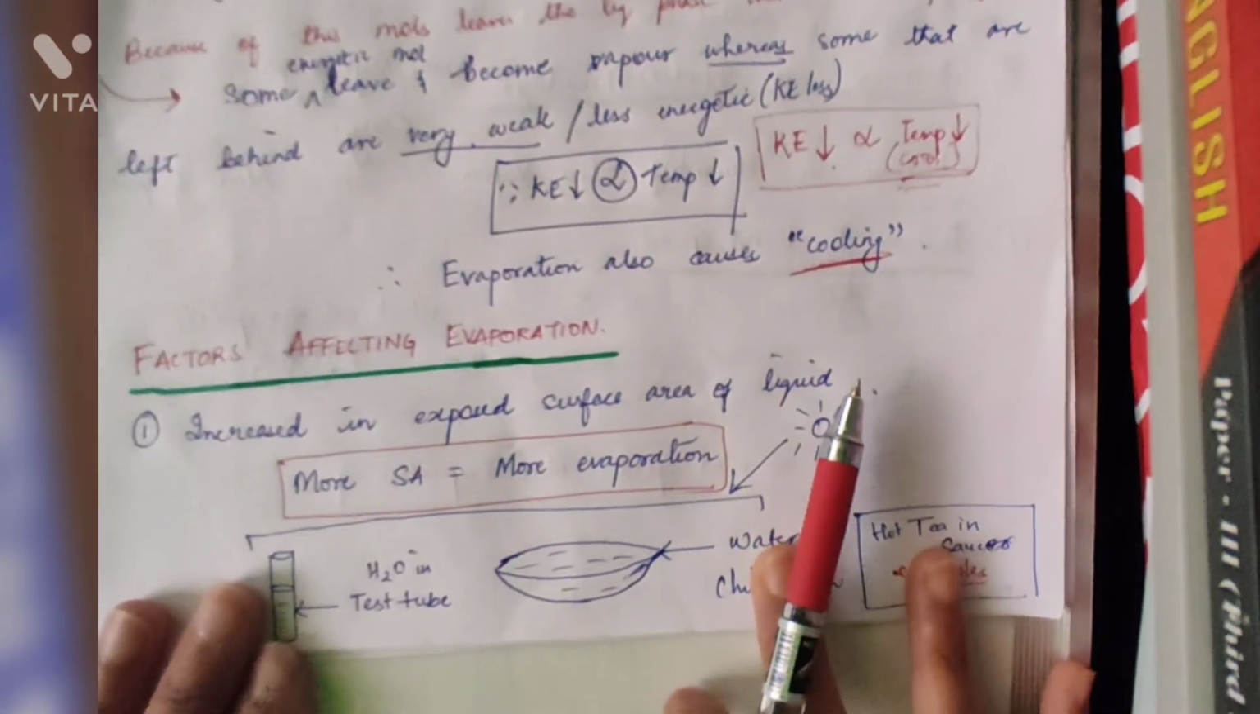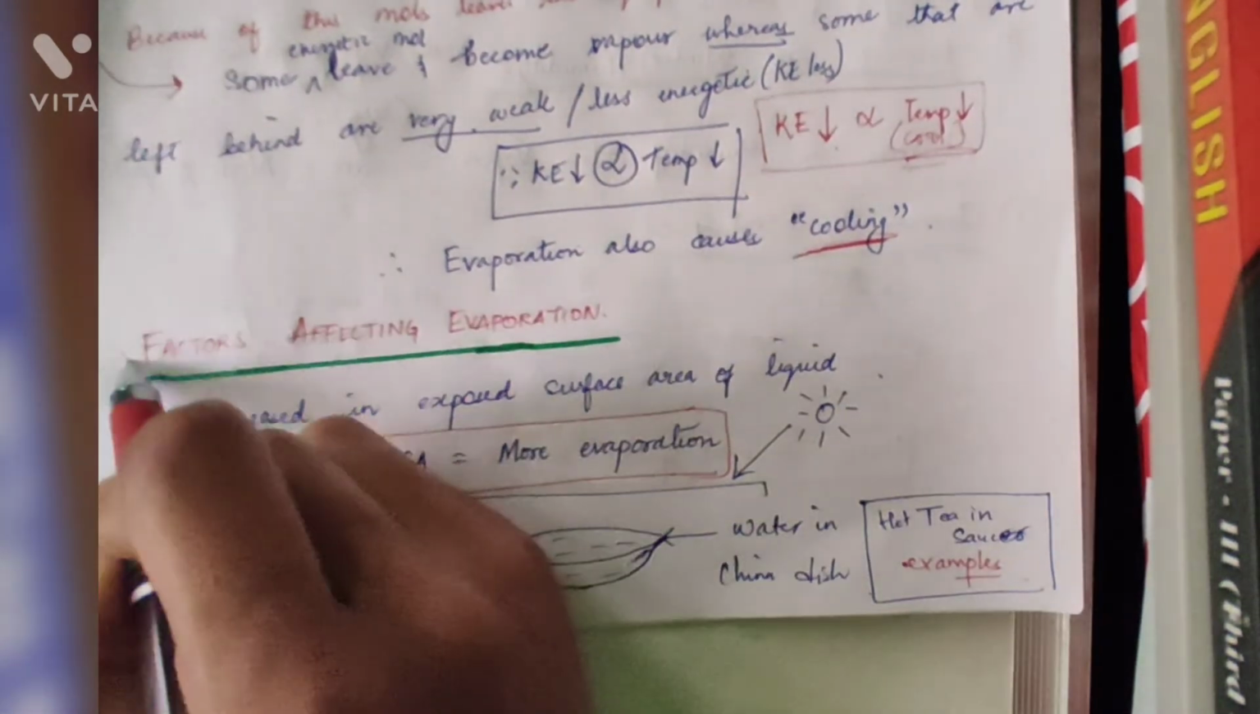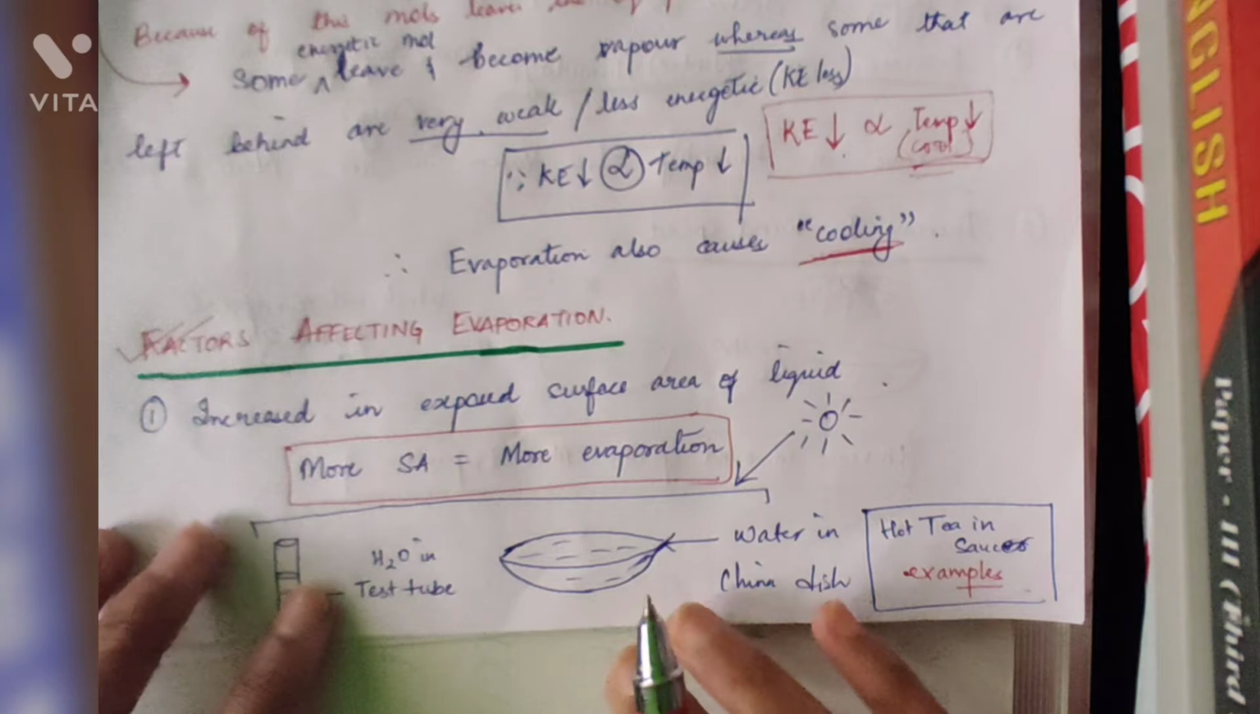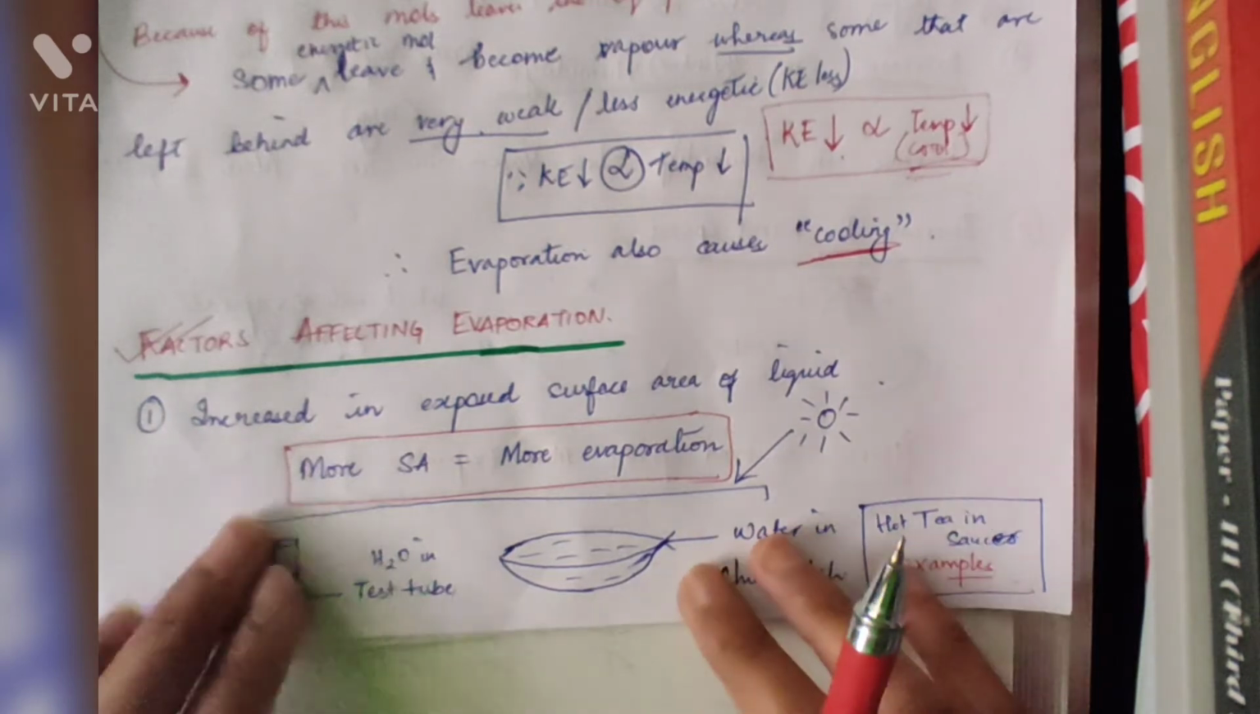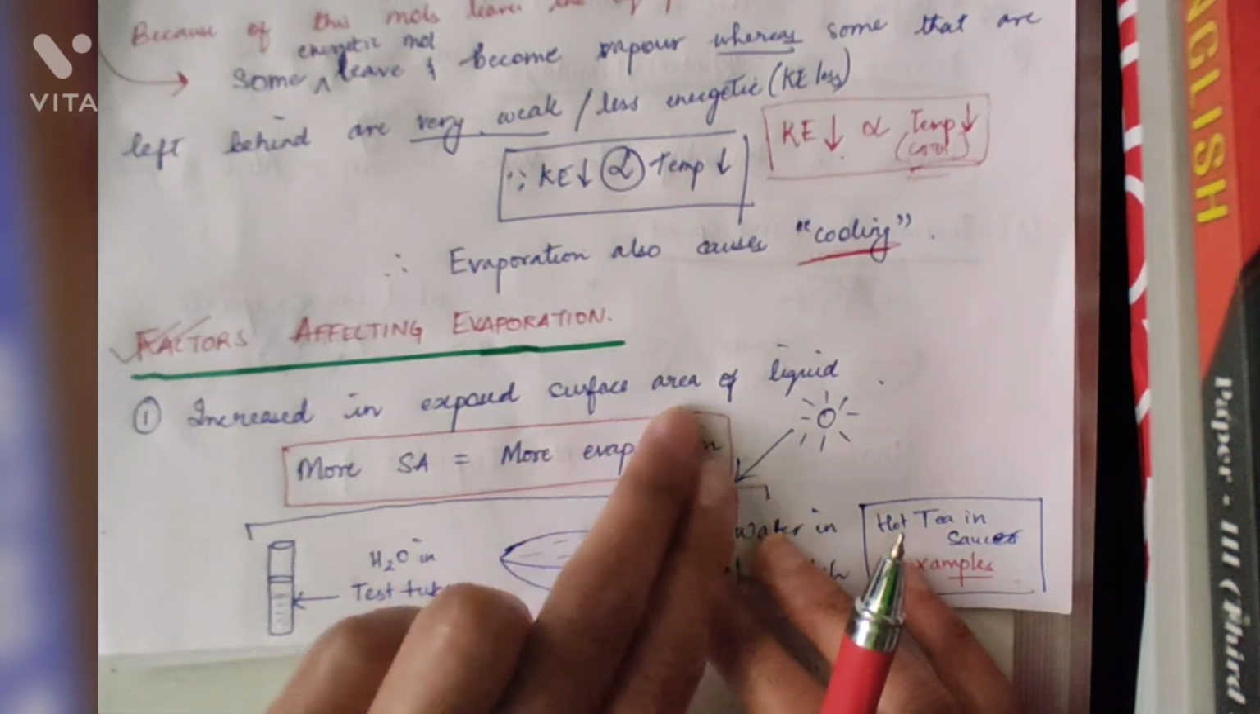So I hope you're clear with that concept. Now we will see the factors affecting evaporation. Alright. So the first factor is increase in exposed surface area of liquid.